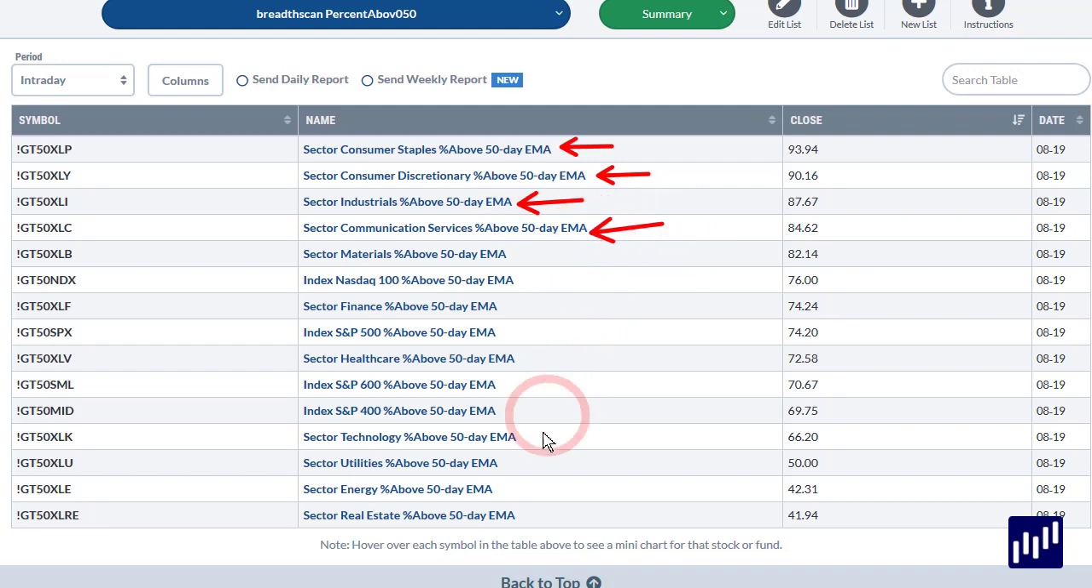And then we look down and we can see, look at technology, down at 66%. It's one of the weaker sectors, medium term. Utilities, energy, and REITs are also not showing very much strength. In fact, energy is below 50%, as are REITs, real estate.